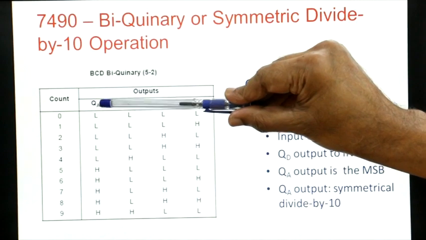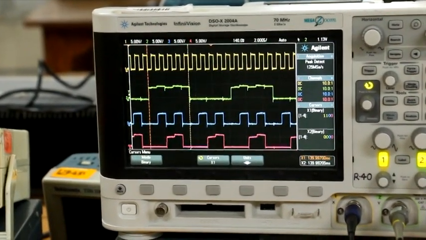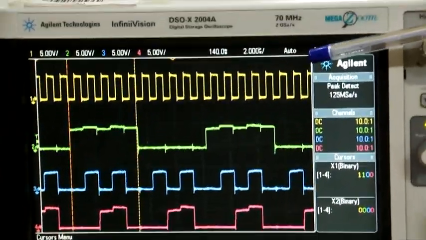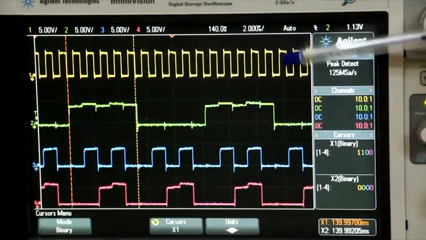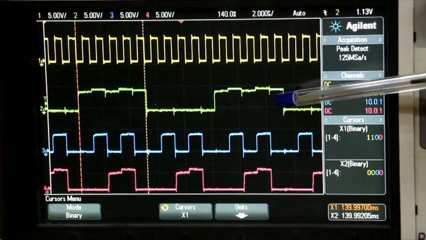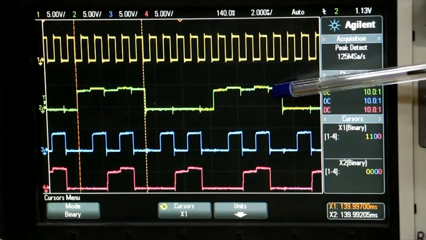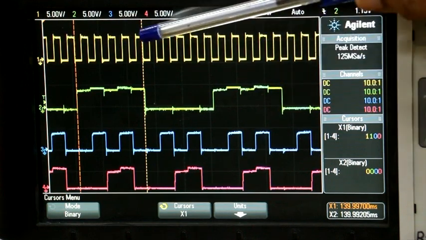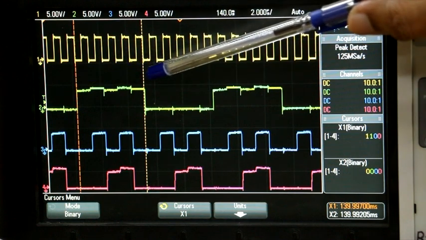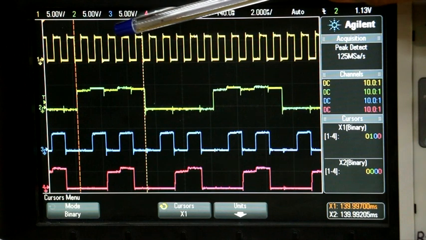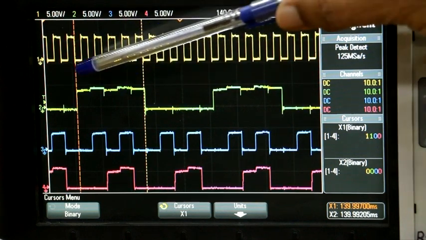Now if you look at the waveforms, what we have shown here is the frequency we have put as 1 megahertz, and what you see here on the top is the clock frequency, and the second waveform is the QA output, which is symmetric divided by 10. Now look at this particular period which is high. You can see that there are exactly 5 clocks, 1, 2, 3, 4, 5. This is for the high period.